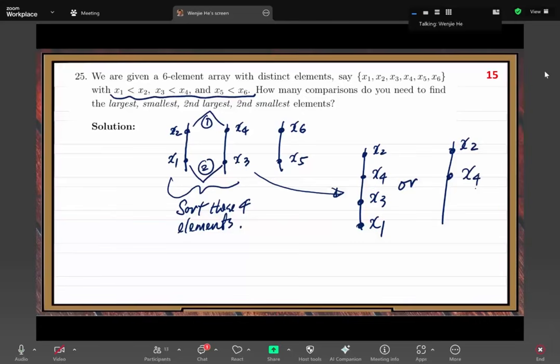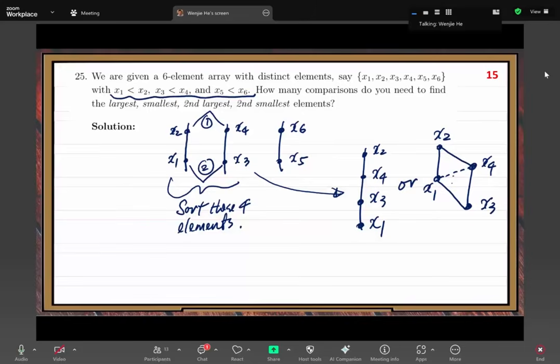Let me use this way. We know x2 is higher than x4, x4 is higher than x3, but x1 is higher than x3. We know x2 is higher than x1, but between x1 and x4, we don't know which one is higher.